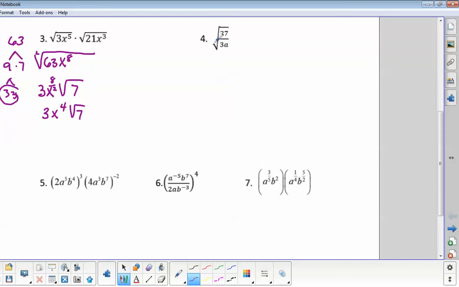Alright, in problem 4, you have square root of 27 over 3a, which is square root of 27 over square root of 3a. You could work on the problem this way, but actually it might be easier to just simplify 27 over 3 to start. I think I'm going to do that.